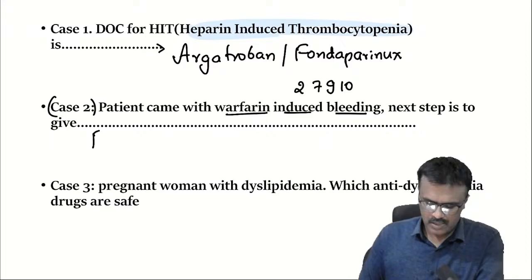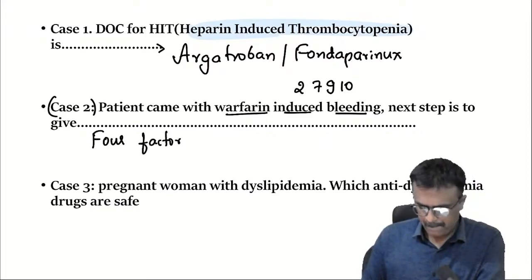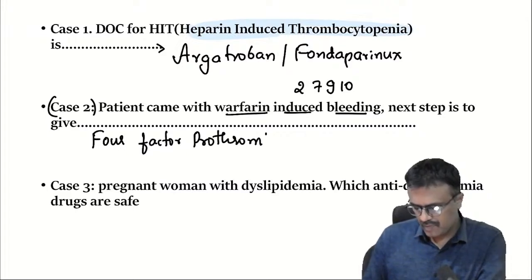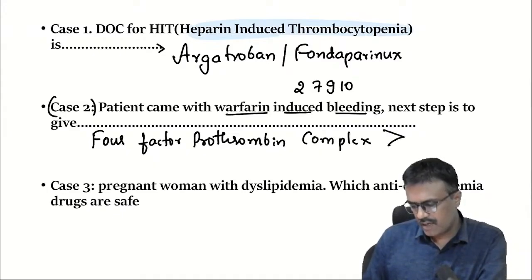How? That is called 4-factor prothrombin complex. 4-factor prothrombin complex I will give. If that is not there, I will go for fresh frozen plasma.